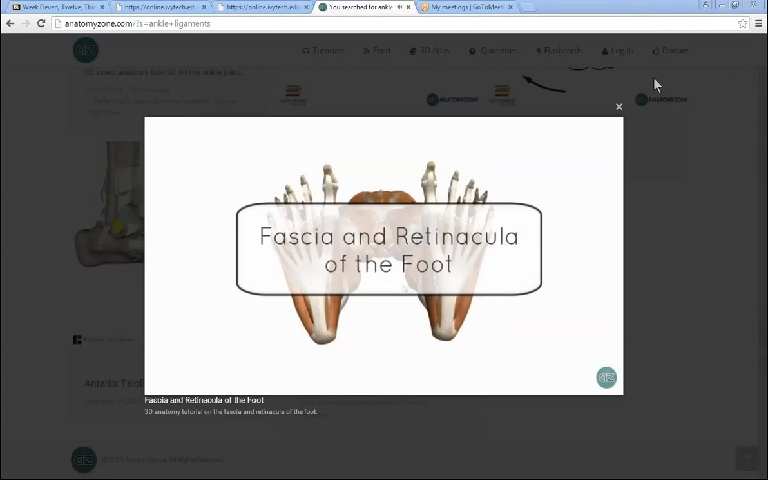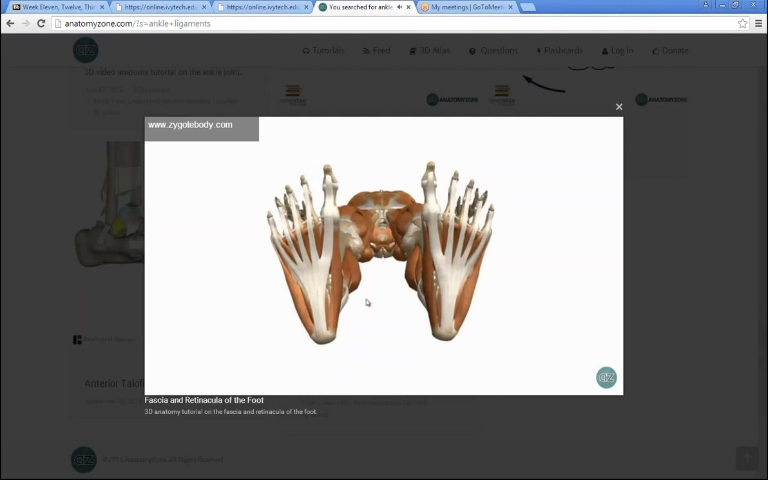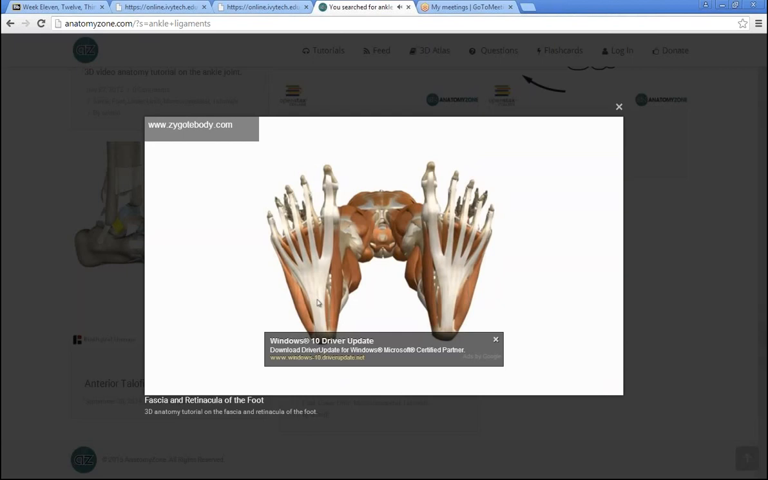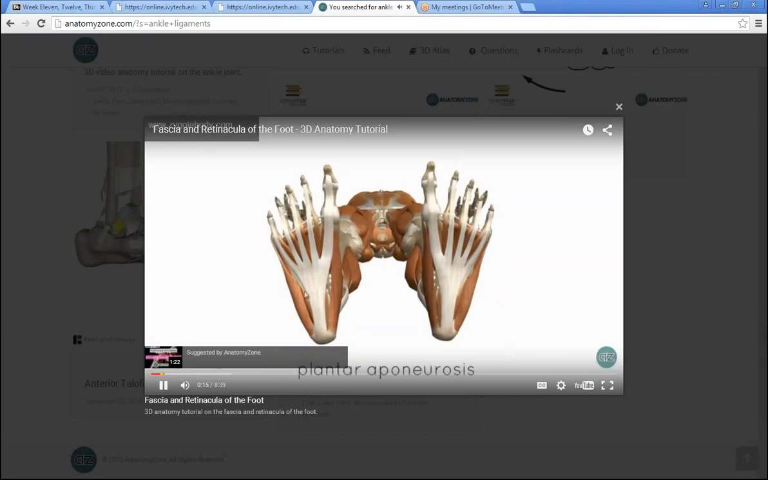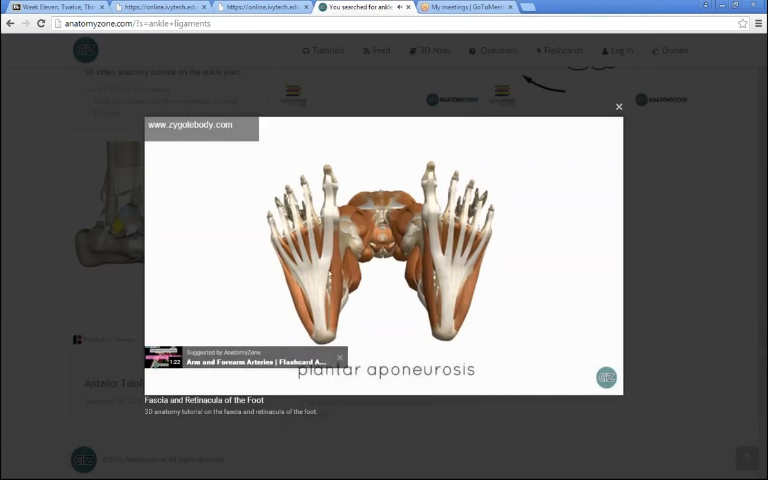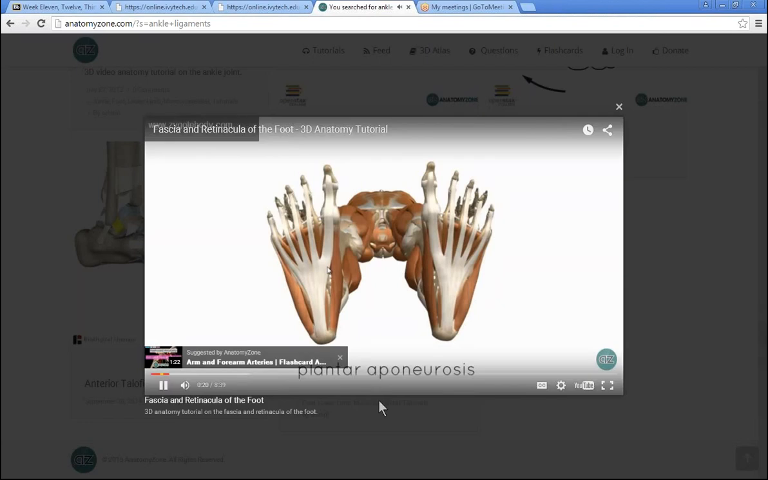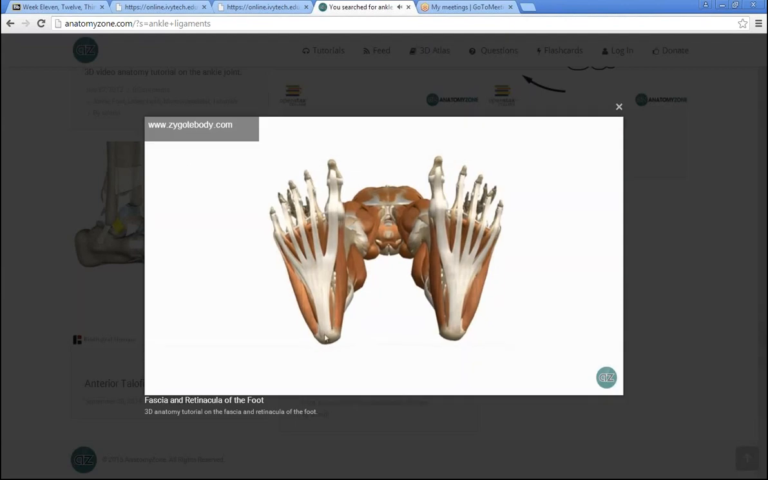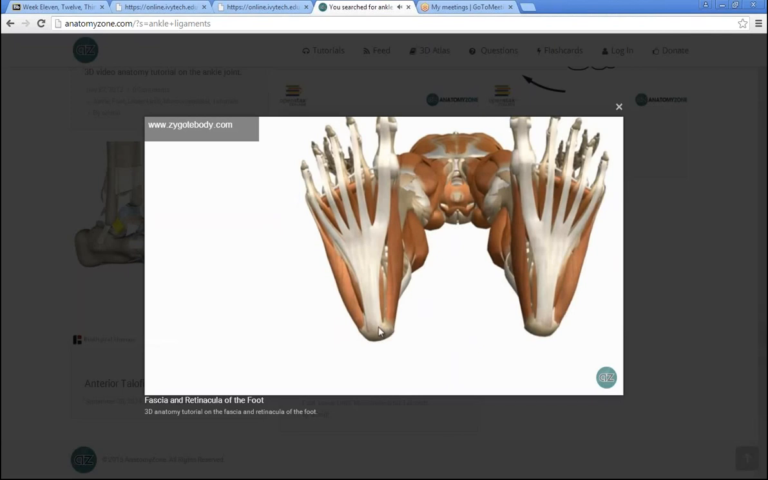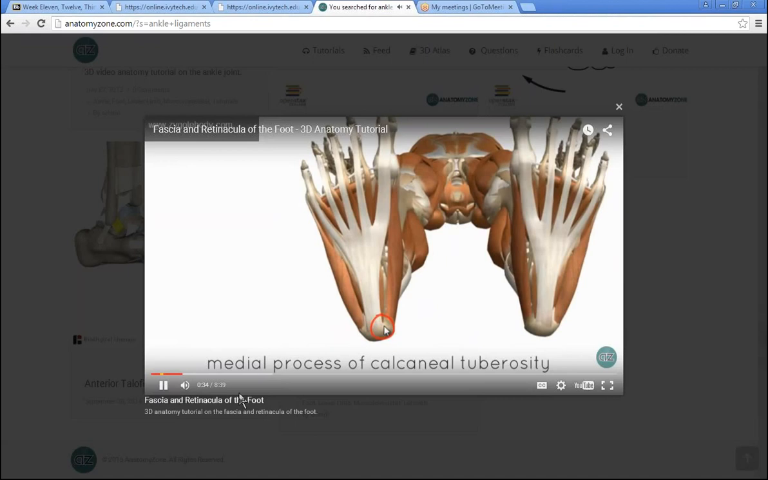Okay, this is a tutorial on the fascia and retinacula of the foot. We're looking here at an inferior view of the foot, so this is the plantar surface of the foot. I've removed the skin layer, and this here is the plantar aponeurosis. This is similar to the palmar aponeurosis that we have in the hand. Posteriorly here, we can see the attachment of this plantar aponeurosis on the calcaneus. It actually attaches to the medial process of the calcaneal tuberosity.